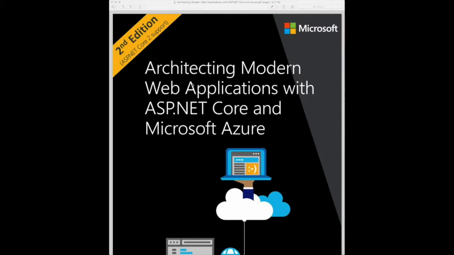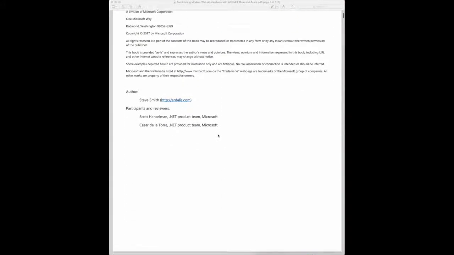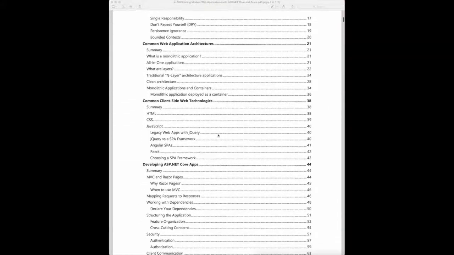It's a very nice read. Let us review Architecting Modern Web Applications with ASP.NET Core and Microsoft Azure. This is architectural guidance from Microsoft.